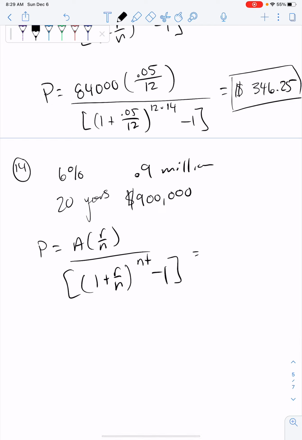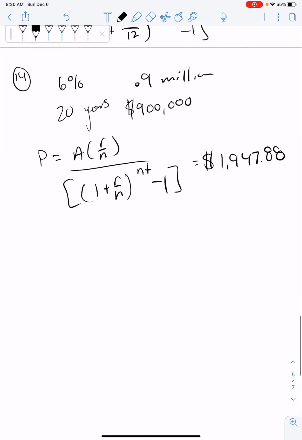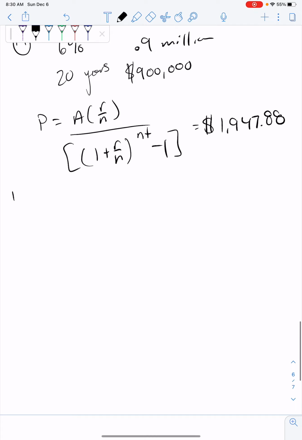When you get the answer, you get $1,947.88 each month. So if I wanted to save almost $1 million in 20 years, I'd need to put about $2,000 in the bank every month into that savings account. If you need to see putting that in the calculator, go back and watch number 13 again. I just don't think everyone needs to sit through watching me type it in the calculator every time.